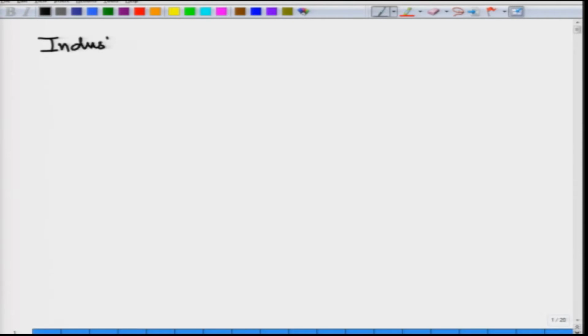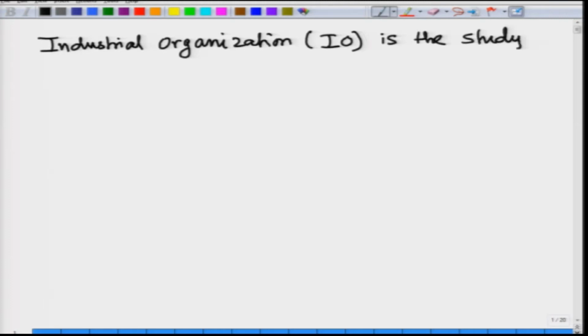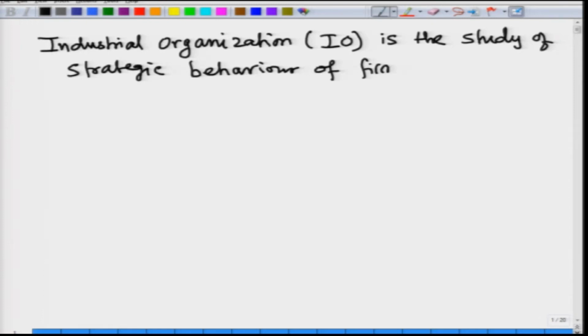Industrial organization is the study of strategic behavior of firms in imperfectly competitive markets. Let us first make a note of that. So, industrial organization, and we will use IO for it, is the study of strategic behavior of firms in imperfectly competitive markets.